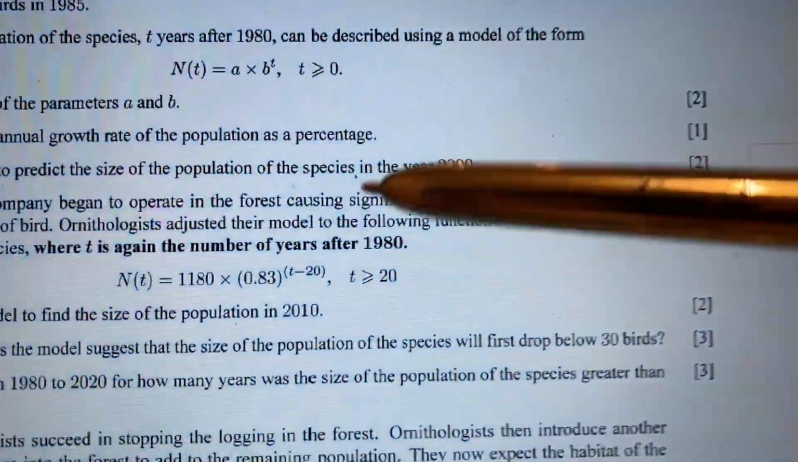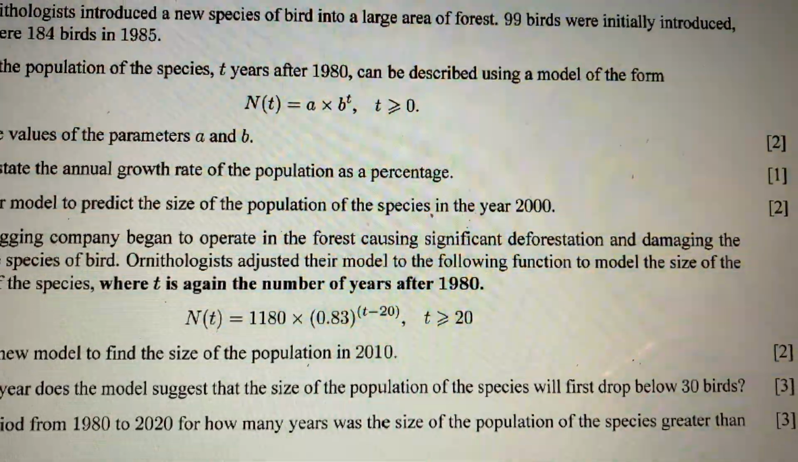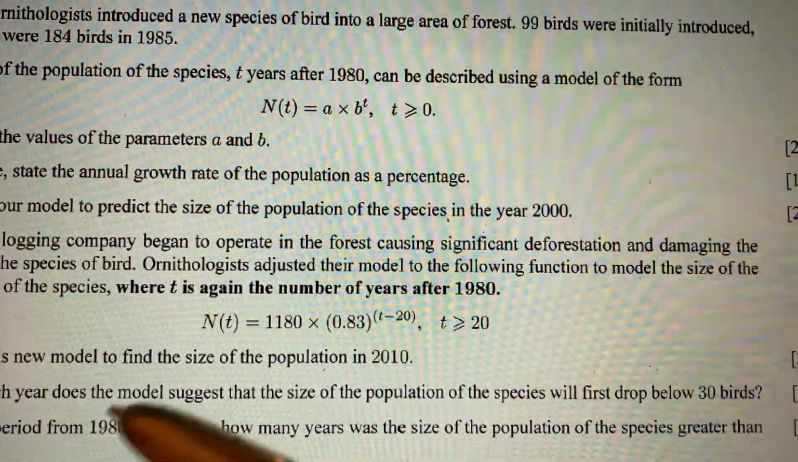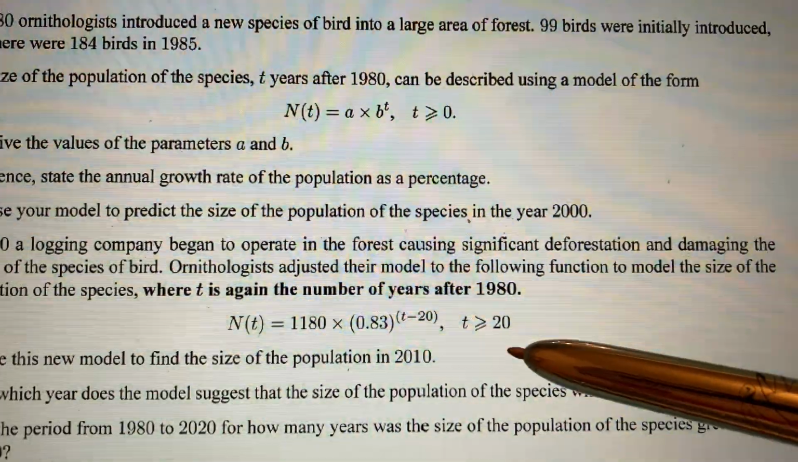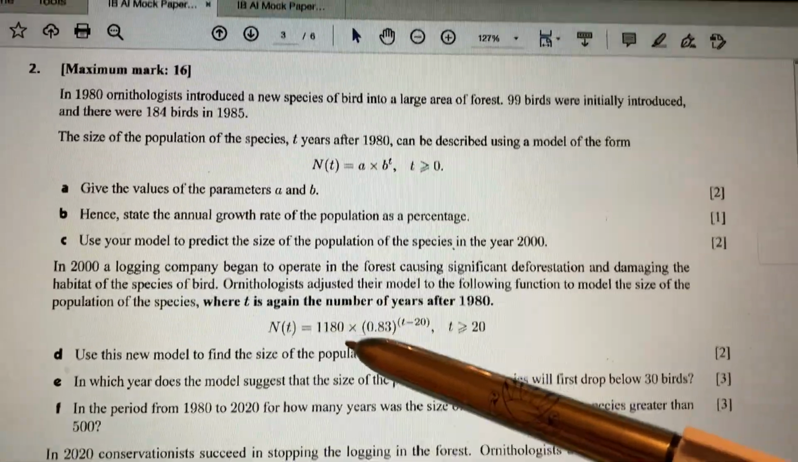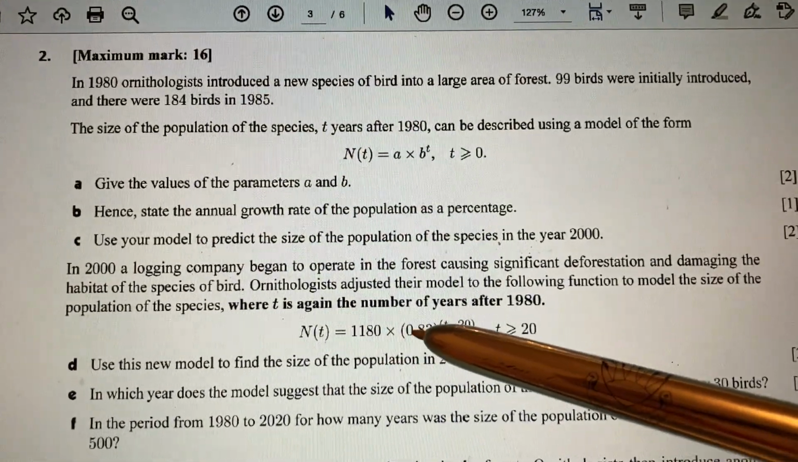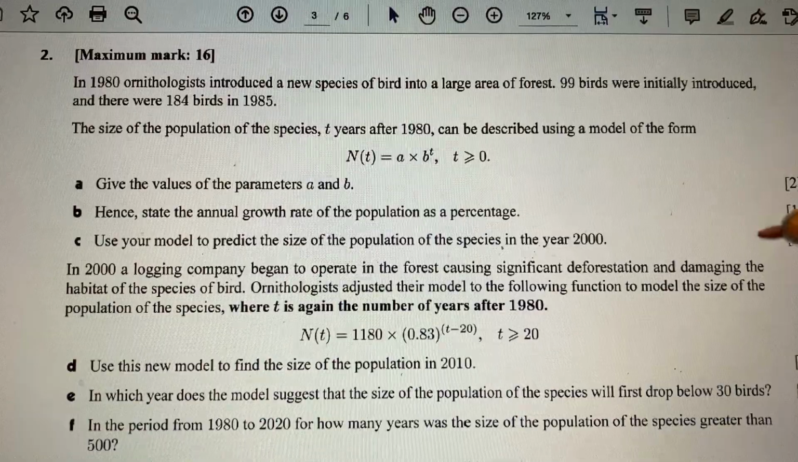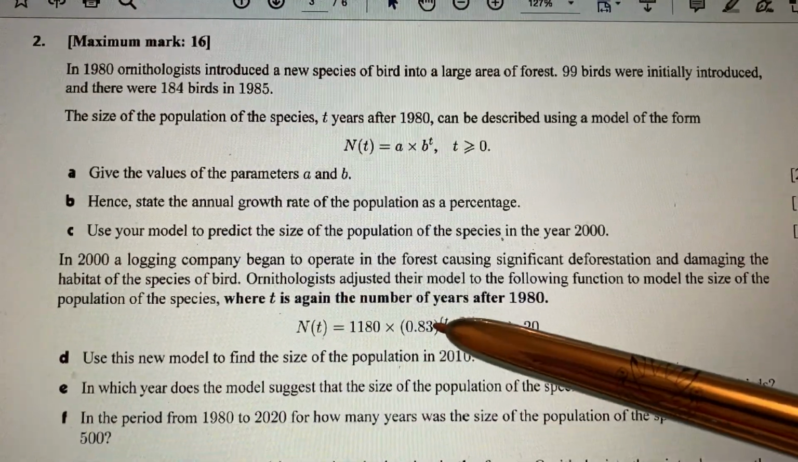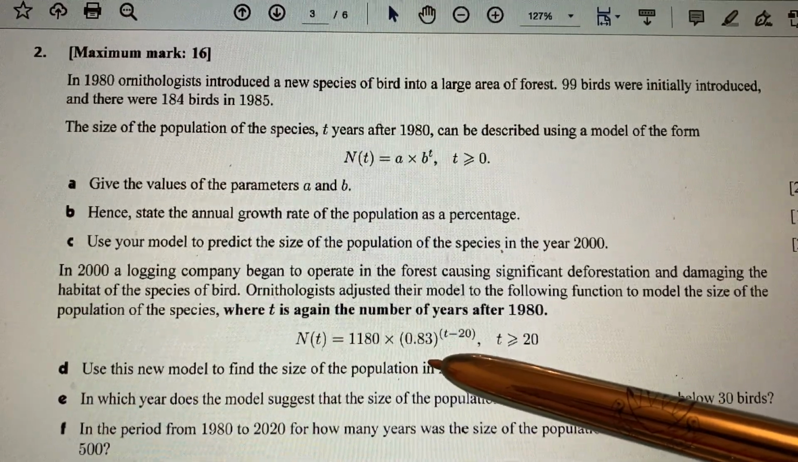1181. Okay, in part D, we've got a new model. Our new equation is this one there. And again, it does say where T is the number of years after 1980. So initial value would be 1180, which we've just found in the previous part of the question. But we're using a different model, and it's going down. We've got a decreasing rate here of 0.83.